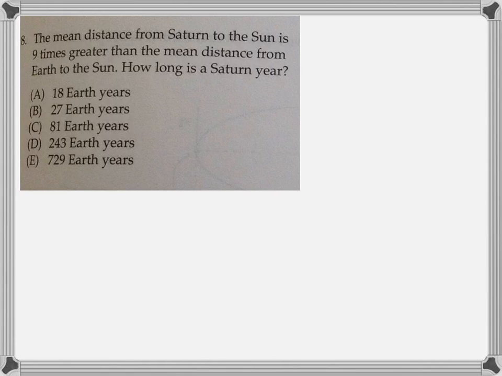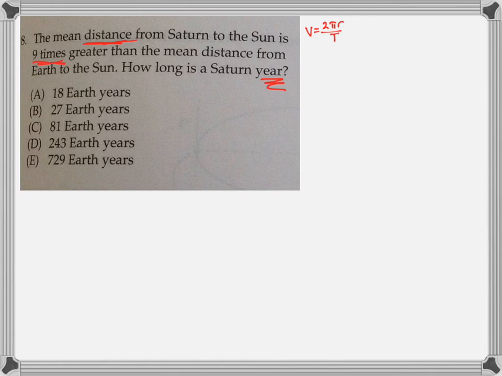Here they're telling us the distance from Saturn to the Sun is 9 times larger than the distance from Earth to the Sun, and it wants to know how long a Saturn year is. So you have to basically see how the proportions of a Saturn year compare to the proportions of an Earth year. So we have to try to find an equation that deals with period and radius to see if we can find a way to incorporate the years.